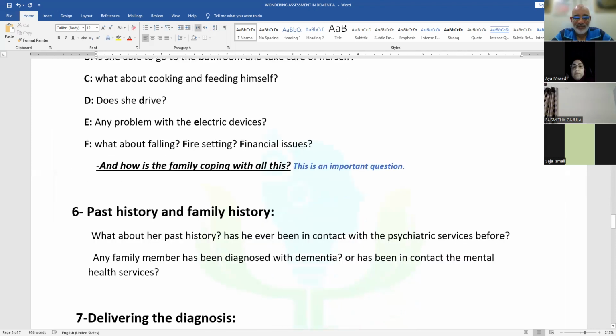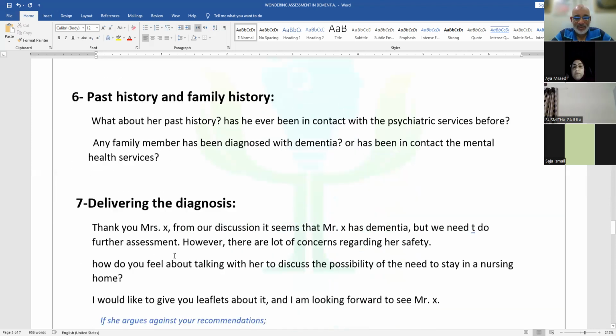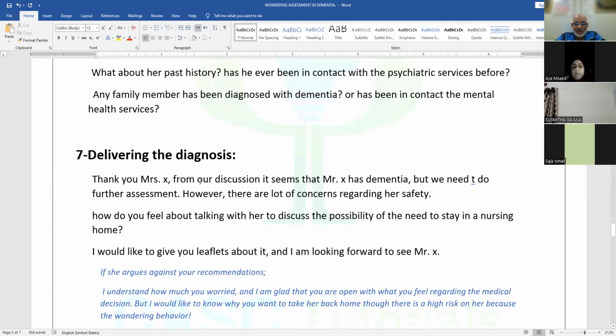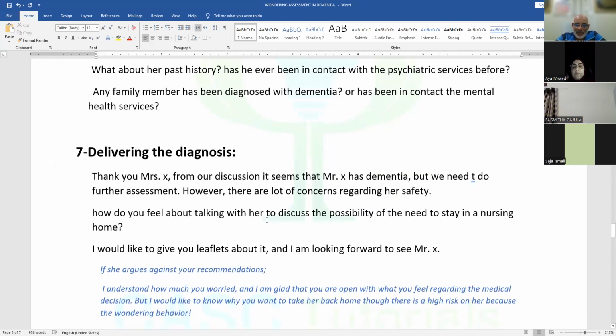And then past history and family history. And finally, delivering the diagnosis, you must say that this lady has severe dementia and there is high risk from her. And there is a big need that this lady should be admitted to a nursing home. Okay.